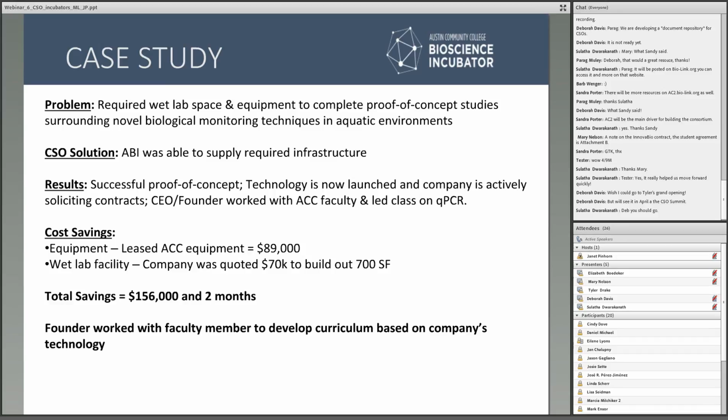So you can see how costly it is, and I believe Deborah commented on before in the very beginning of today's presentation how costly it is for companies to finish out wet lab space. So we saved the company time and money, which made everyone very happy. And then ACC stakeholders were very happy because the founder worked with faculty members to develop a curriculum which would be taught in subsequent years.